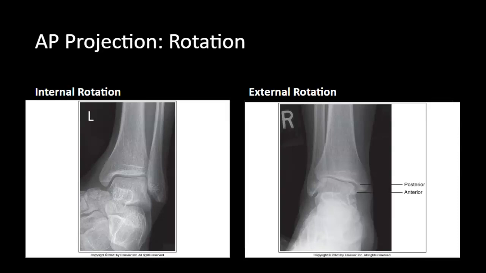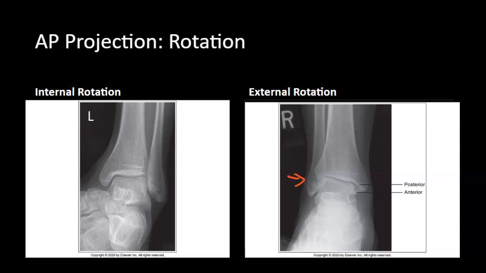In external rotation, the tibia will superimpose more than one half of the fibula, as demonstrated here. Okay, and also you can look at the talus's relationship with the tibia. The anterior tibial margin will superimpose the talus, closing that medial mortise.